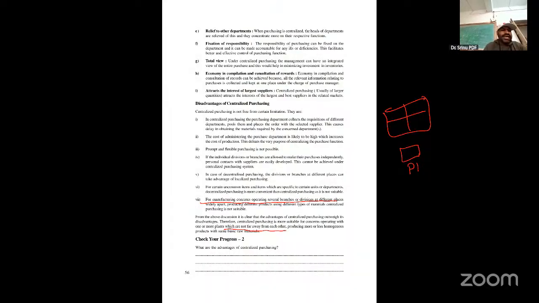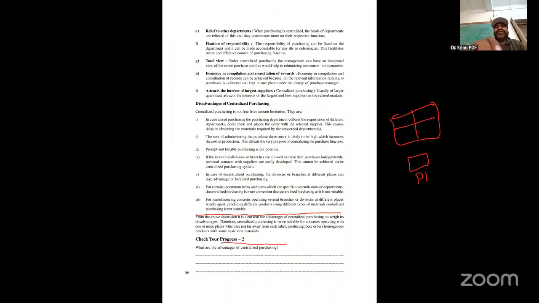Next, one more thing is relief to other departments. So they need not suffer, because they become independent. How much they want to purchase, the total view also they will purchase. Economic complaint by the consultation of rewards. Attract the interest of large suppliers. These are the advantages of centralization of the purchase department.